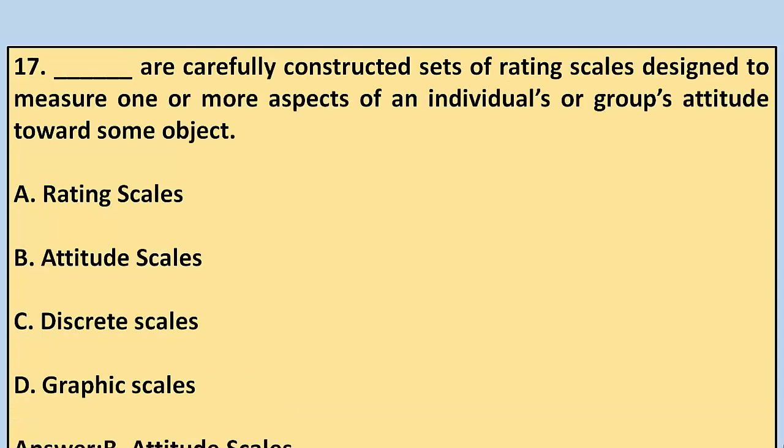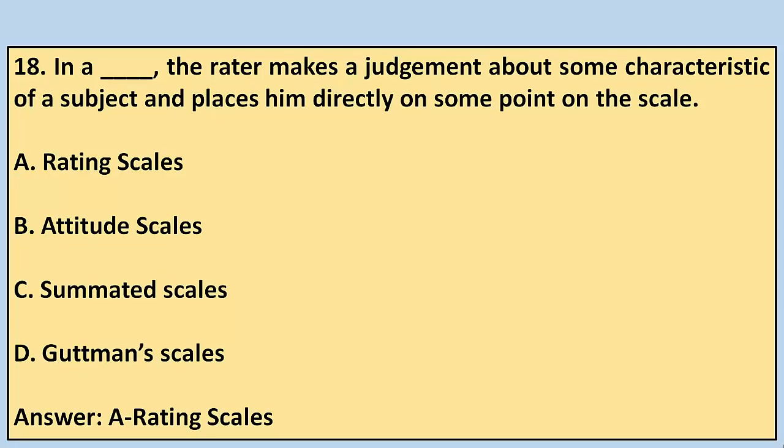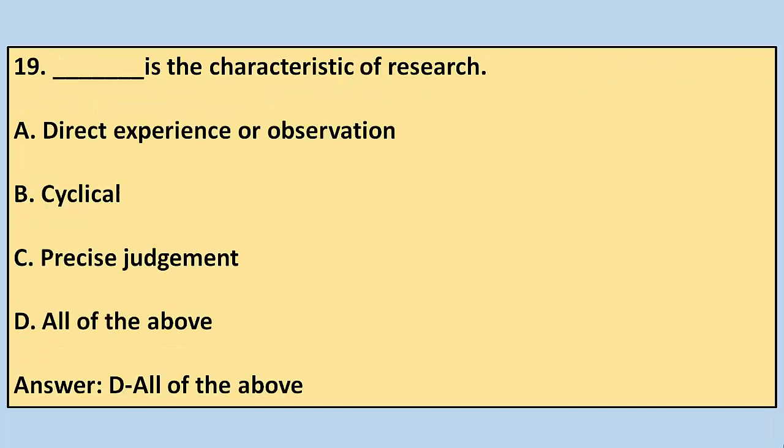Dash are carefully constructed sets of rating scales designed to measure one or more aspects of an individual's or group's attitude towards some object. A. rating scale, B. attitude scale, C. discrete scale and D. graphical scale. Answer is B. attitude scale. In a dash, the rater makes a judgment about some characteristics of a subject and places him directly on some point on the scale. A. rating scale, B. attitude scale, C. summated scale and D. Guttman scale. Answer is A. rating scale.